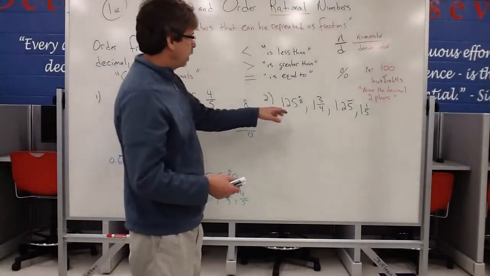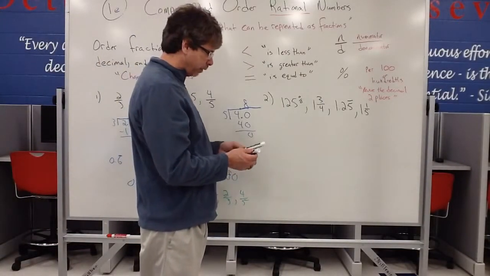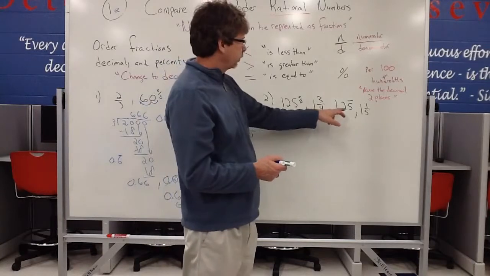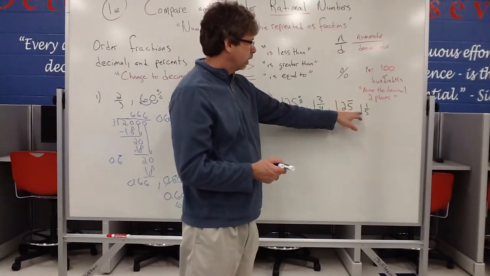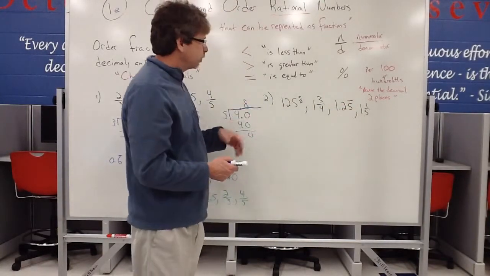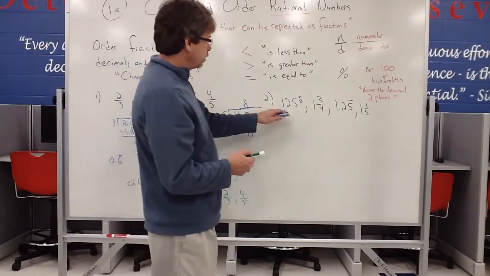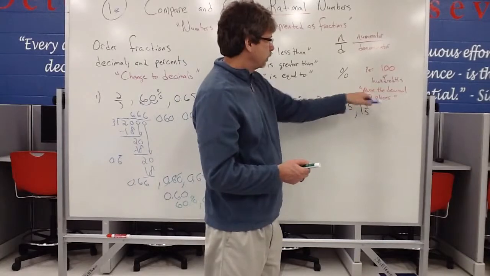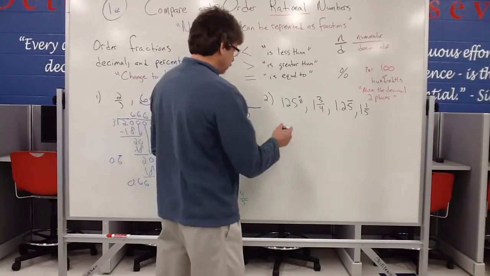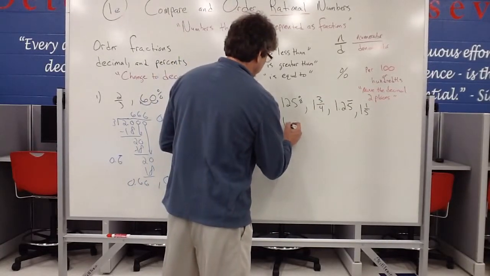So let's look at this example. I have 125%, 1 3/4, 1.25 at the bottom over it, and 1 1/5. Again, when we're working with fractions, decimals, and percents, let's just change everything to decimals. So to change a percent to a decimal, our shortcut is really just move the decimal 2 places to the left. So it's going to change this to 1.25.